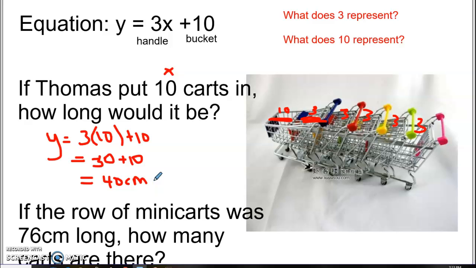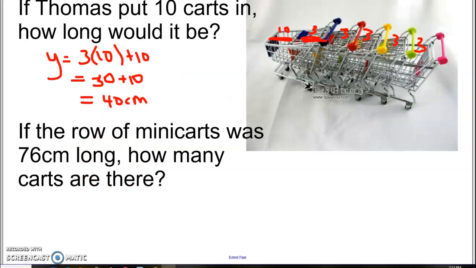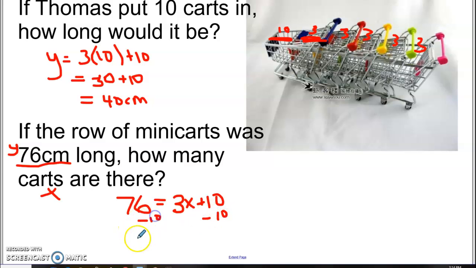Now remember that these are just mini carts, like these are little toys. Now for the next question, it says the row of mini carts was 76 centimeters long. How many carts are there? So now we're looking for x and we're given y. So this time we're going to plug in 76 in the y position, and we get 3 times x plus 10. We're going to start by subtracting the 10 over. So when we subtract the 10 from the other side, we get 66 equals 3x.